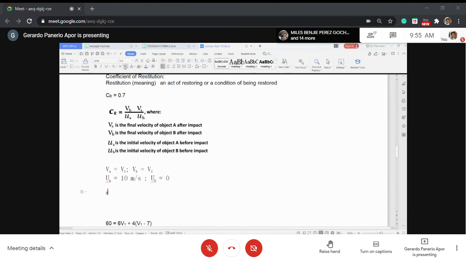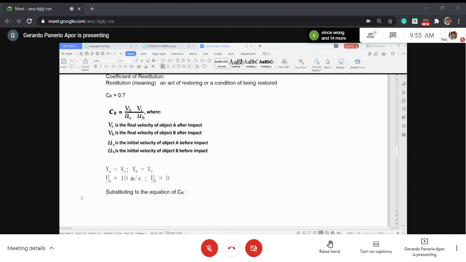Your equation will become, substituting into the equation of CR. This is a subscript.